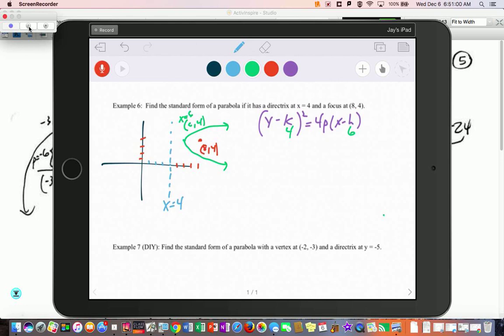And then you need to find that p value again. So how far is it from here to here? Well, that's a distance of 2. So I know p is 2, and it opens to the right, so it's positive, so I can just put a 2 there. So my final answer would be y minus 4 quantity squared equals 8 times x minus 6.